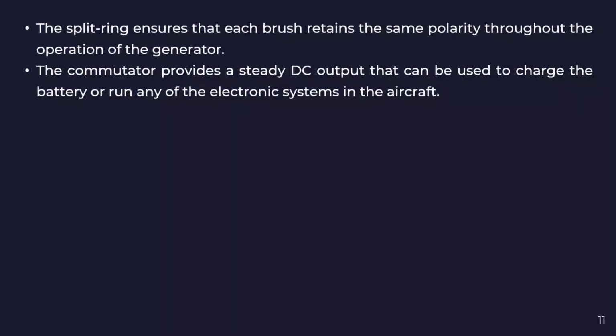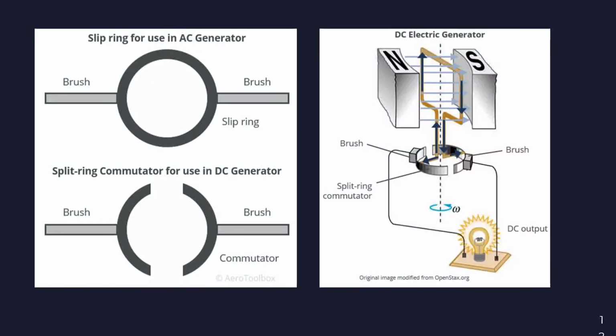The commutator provides a steady DC output that can be used to charge the battery or run any of the electronic systems in the aircraft. This figure shows the slip ring for use in the AC generator and the DC electric generator.